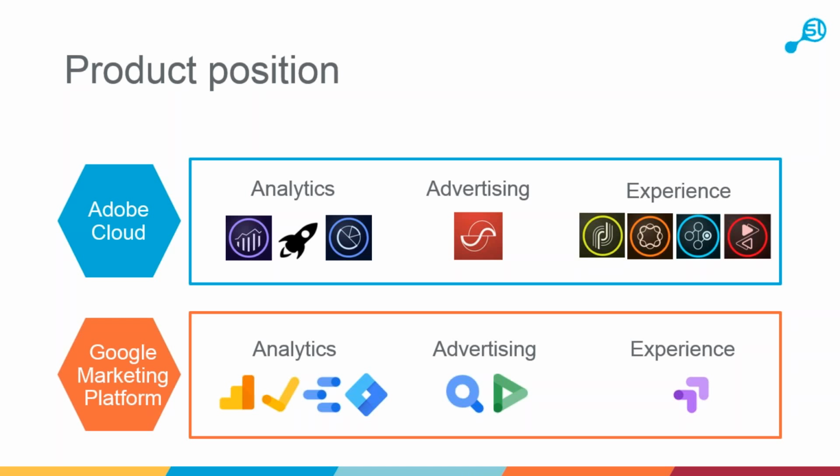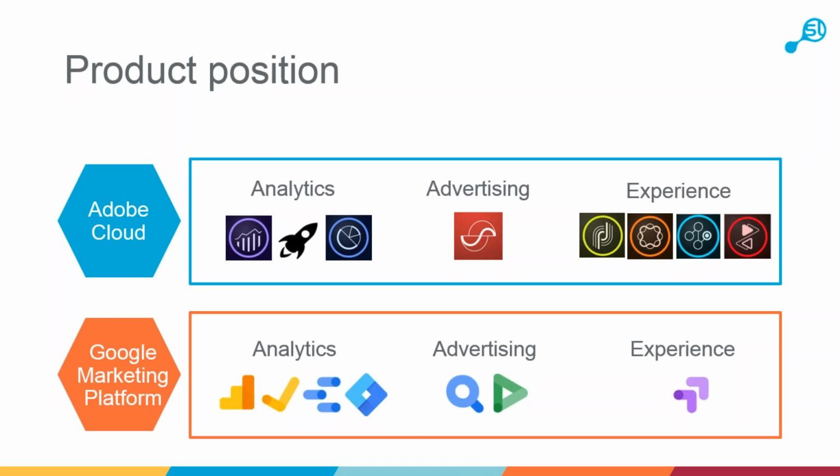Advertising is, as it sounds, an advertising platform, so it allows you to run your paid media, paid search, retargeting, that kind of stuff. And then the Experience Cloud, there's quite a lot in here, and this is where we're leading to some of the major differences in terms of positioning. They have the content management system in the form of AEM, they've got Adobe Target, Campaign for email, push notification and direct mail kind of messaging, and then there's a video platform in there as well.